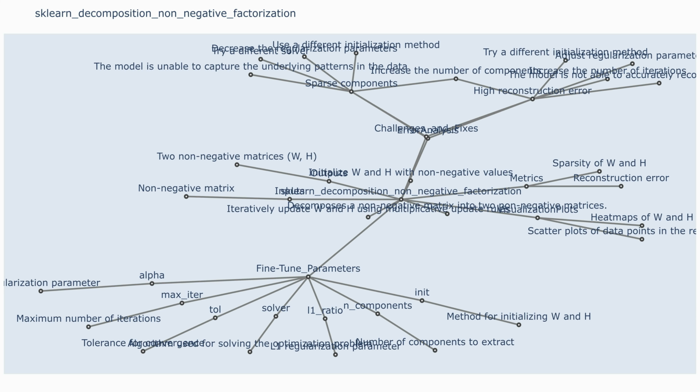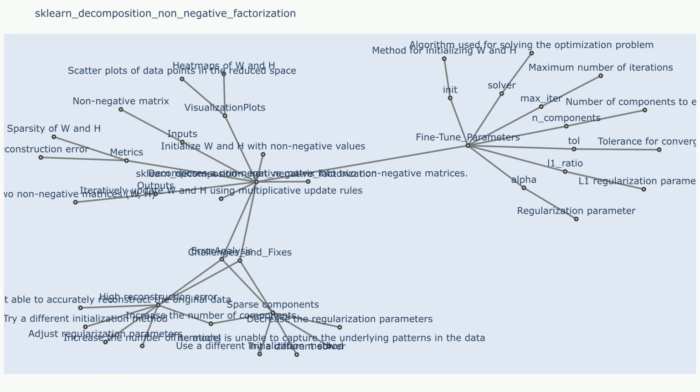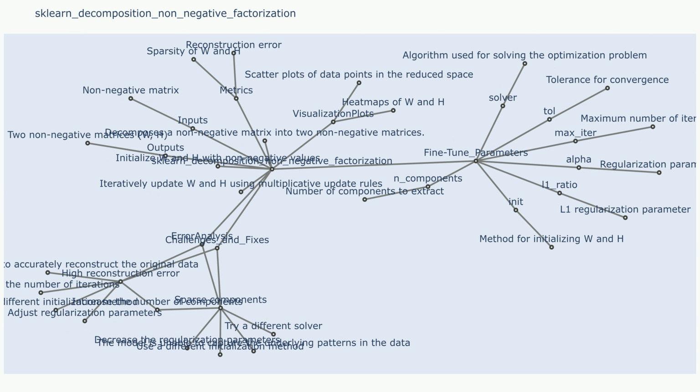sklearn.decomposition.NMF: non-negative matrix factorization. Explain in detail non-negative matrix factorization. NMF is a dimensionality reduction technique that decomposes a non-negative matrix into two non-negative matrices. This technique is particularly useful when dealing with data where negative values are not meaningful, such as images, text, or gene expression data. NMF seeks to find parts-based representations of the data, where each component corresponds to a specific feature or aspect of the data.